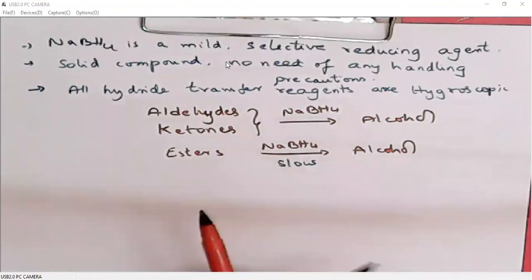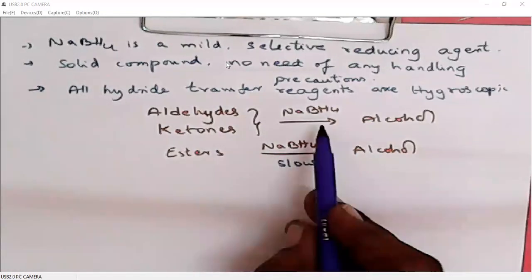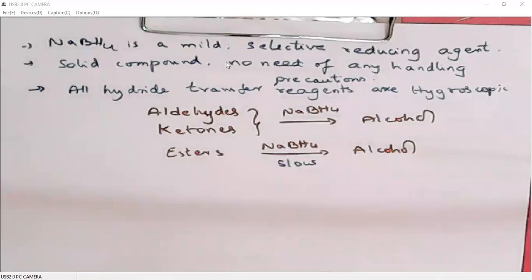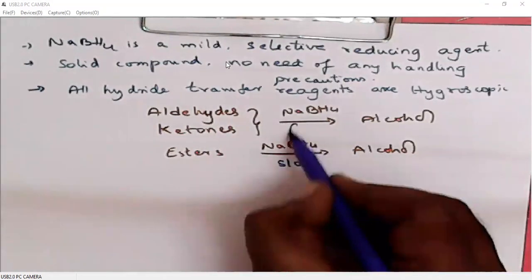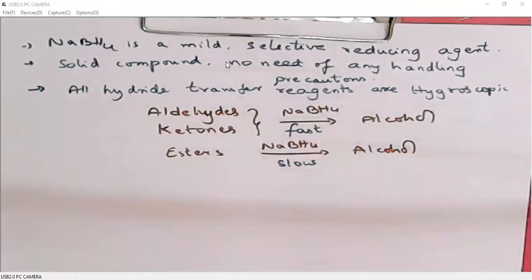So we can say sodium borohydride only reduces aldehydes and ketones. This is a very fast reaction. Within 5 to 10 minutes, the reaction will be completed, whereas esters take longer times. So that is why we generally say aldehydes and ketones only undergo reduction with sodium borohydride, whereas other carbonyls like esters, carboxylic acids, anhydrides, amides, don't undergo reduction with sodium borohydride.